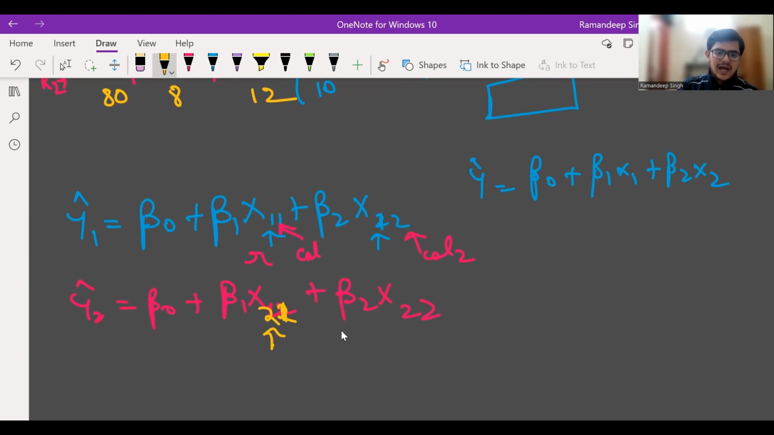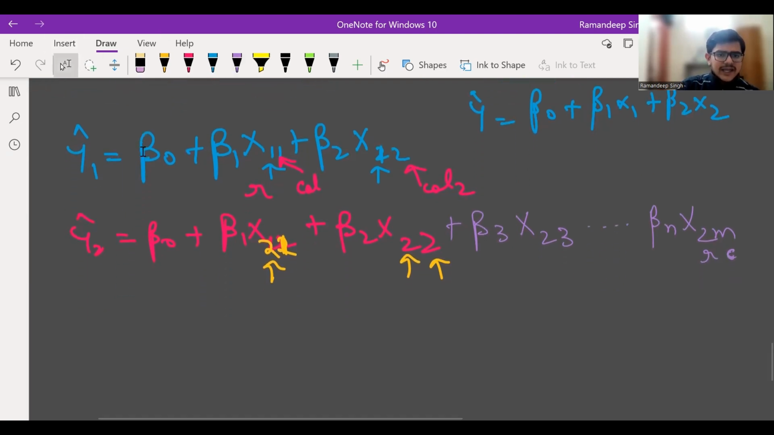This is the second row and first column, and this is the second row, second column, right? Okay, so now you will see here that we can extend this concept to n number of, or m number of terms, or m number of input columns, right? So I can write this as beta 3 times x, second row and third column, up to beta n times x2, mth input column. This is my second row, and this is my input column m, right? And I can do this for n input columns.